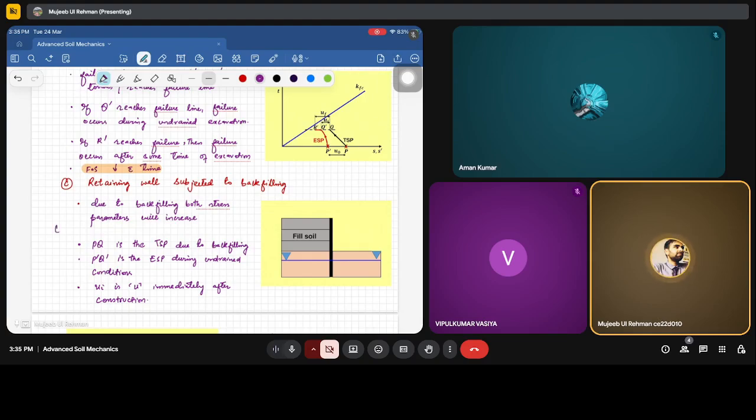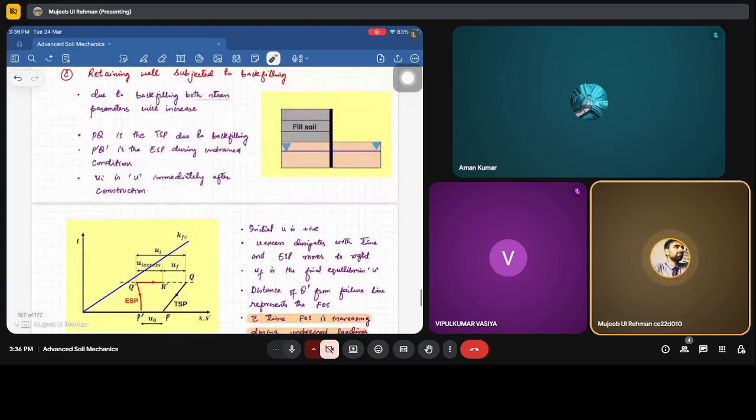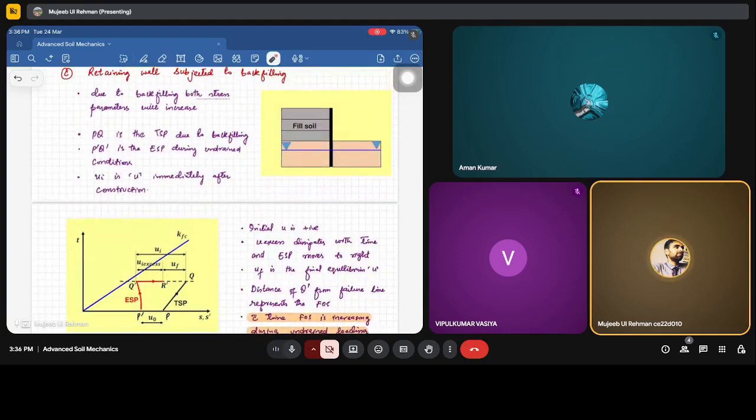It means that both T and S, or P or Q, or we can say sigma axial and sigma radial, all the parameters are increasing. Whatever we consider, if we consider T and S, these two parameters are going to increase. Now we want to look at the total stress path and effective stress path for this case where we are doing the backfilling. Now we have backfilled. Fine. So PQ is the TSP due to the backfilling. TSP is the total stress path for the backfilling condition, which will have a slope of 1:1.